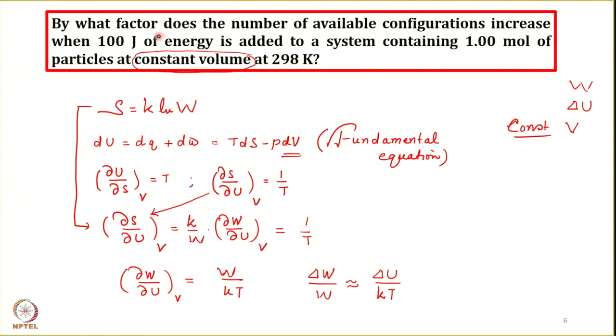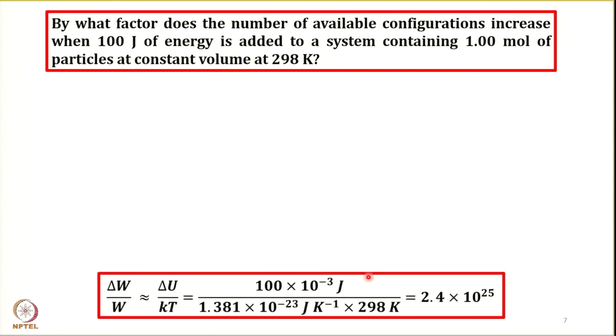When 100 joules of energy is added to the system, I know delta U is 100, containing 1 mole of particles at constant volume. This equation I have derived under constant volume condition at 298 K. So the equation developed is delta W by W is approximately the same as delta U by KT, and once you substitute the numbers, delta U is given to you as 100 joules, I converted into kilojoules, K is the Boltzmann constant, temperature is 298, and you get 2.4 into 10 to the power 25. This is what I was looking for.